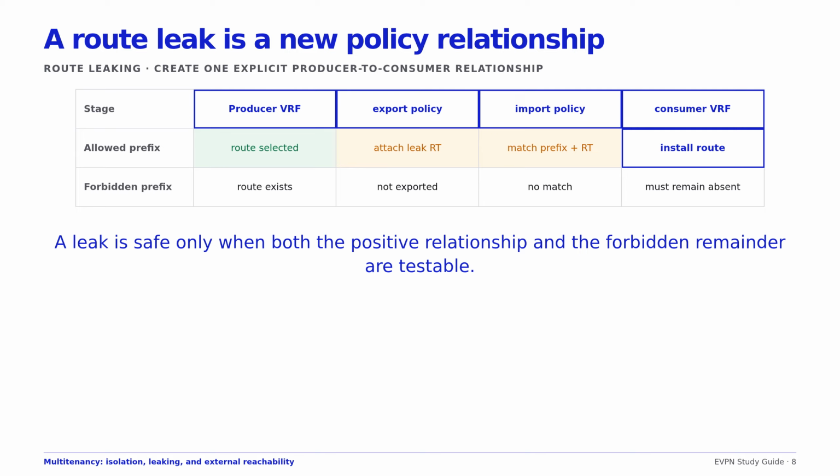A dedicated shared services RT can express membership, but import must still be filtered to the required prefixes. Record route provenance, so a leaked route is not exported again into another tenant. The safe design is a narrow graph of authorized relationships, never a universal transit VRF.